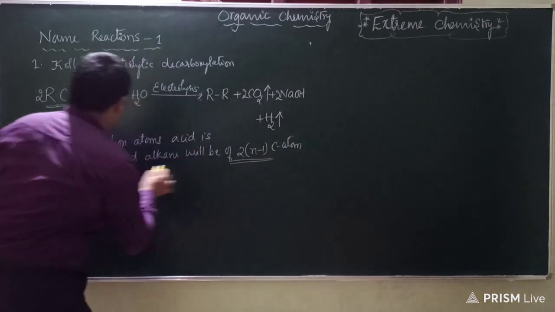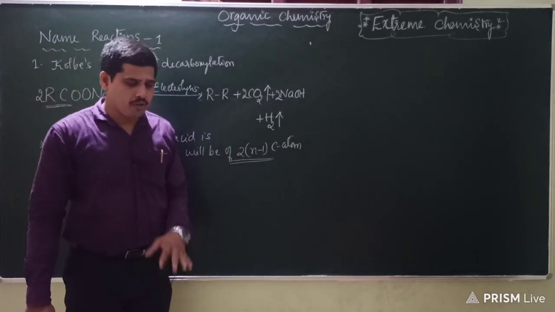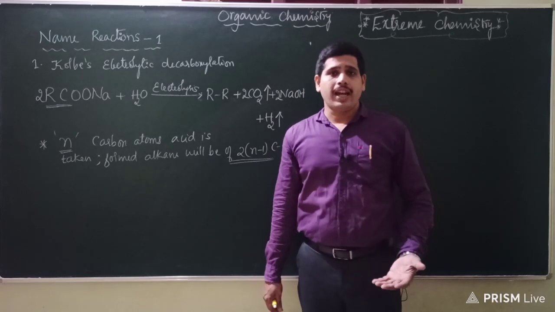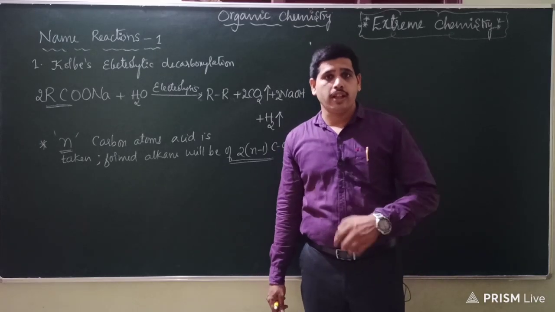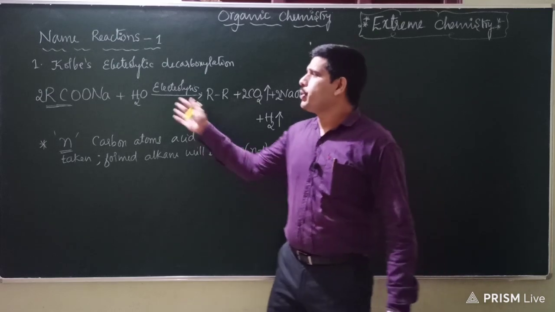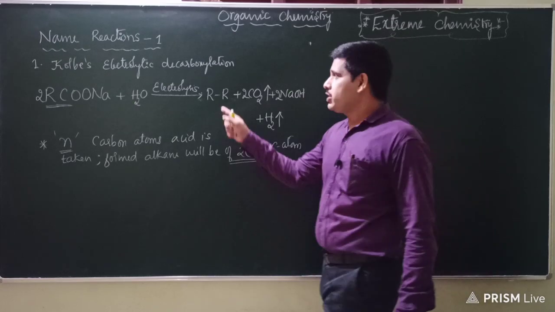If you remember this, you can immediately answer the questions related to it. The question will be like this: what is the sodium salt of carboxylic acid to be taken in order to get butane? So what should be your answer? It is not butanoic acid which you have to take. Which acid is it to get butane?